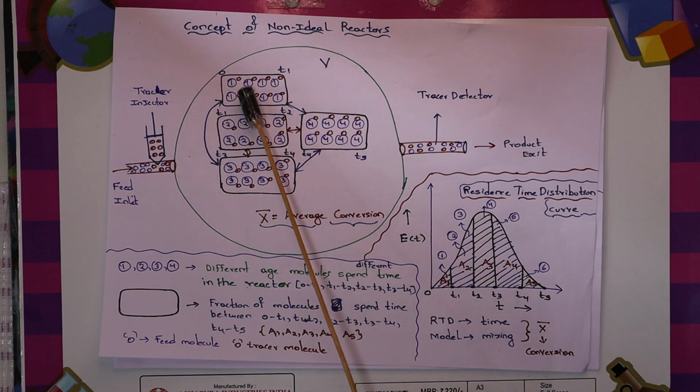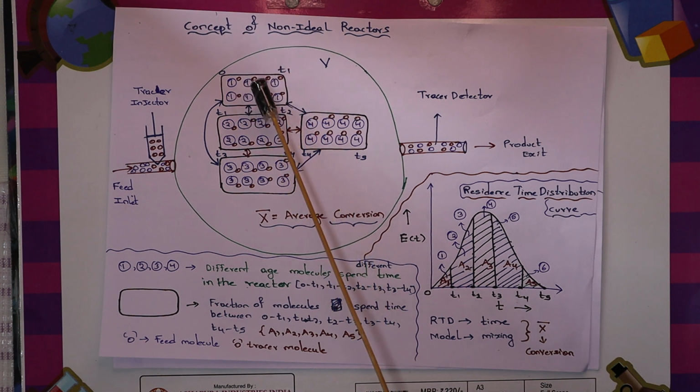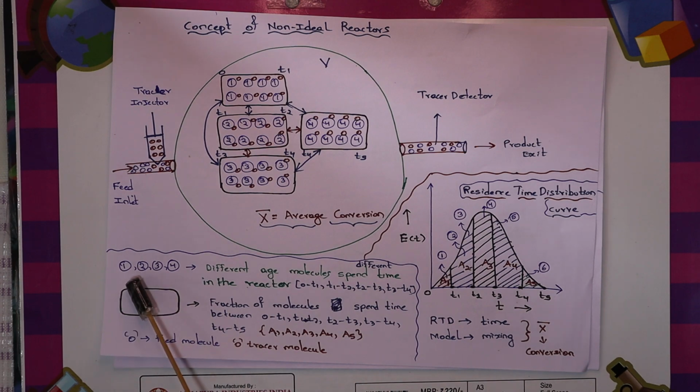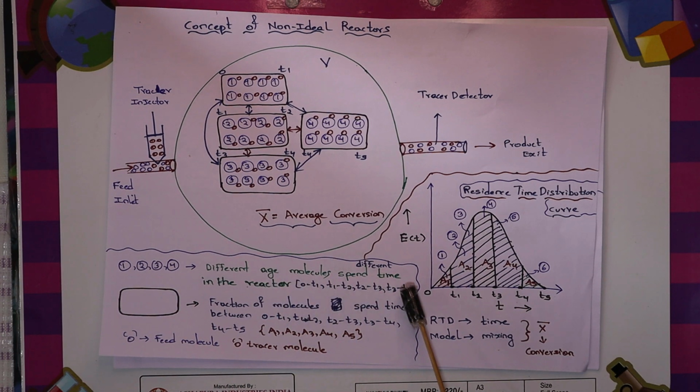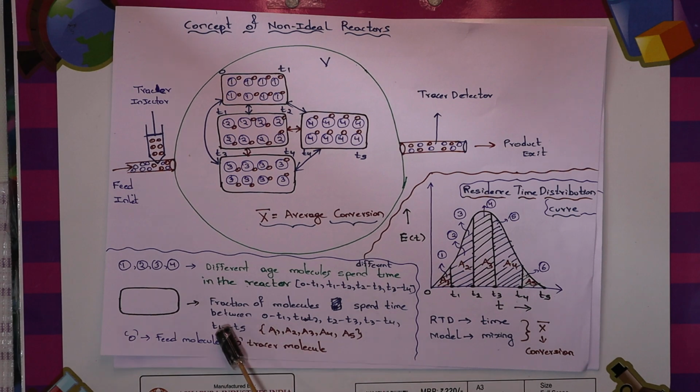You can see from 0 to t1, age 1 molecules come out. T1 to t2, age 2 molecules come out. T3 to t4, age 3 molecules come out. T4 to t5, age 4 molecules come out. That means you can find out what fraction of molecules spend different times in the particular reactor. That is why it is represented as 1, 2, 3, 4, indicating different age molecules spending time in the reactor at different times. Directly, A1, A2, A3, A4 are the fractions of molecules that spend time between 0 and t1 and so on, which can be estimated through the graphical area measurements.